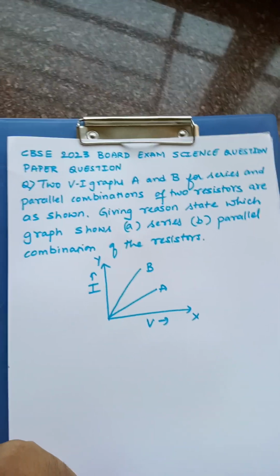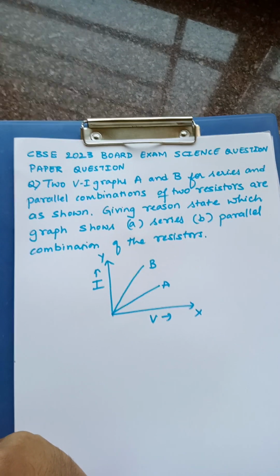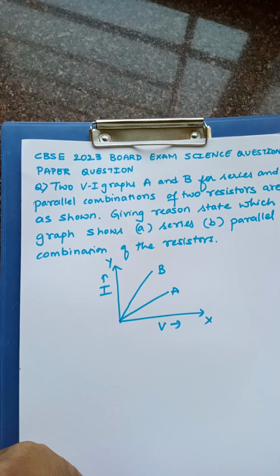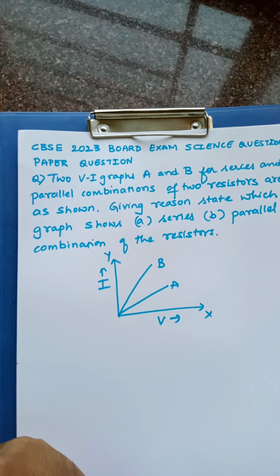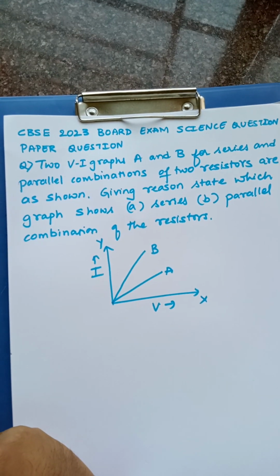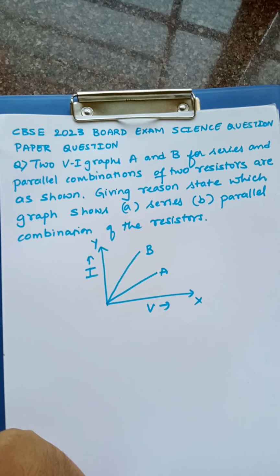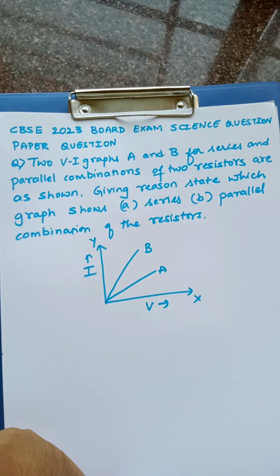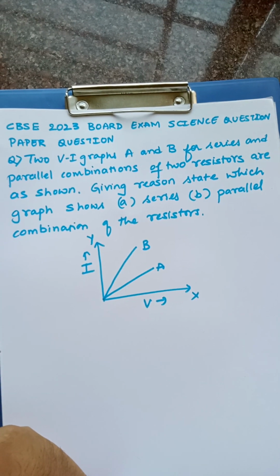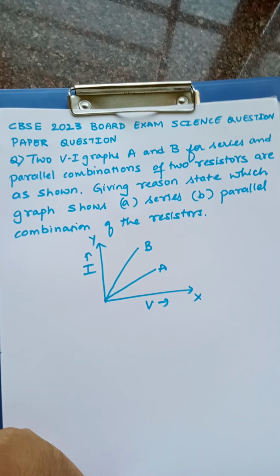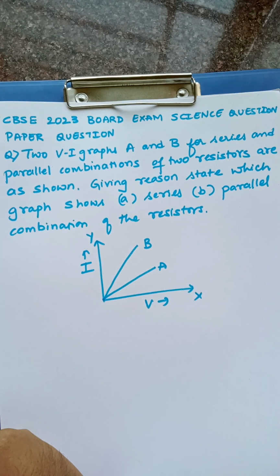Namaste everyone. In this video we shall answer a question that was asked in the CBSE 2023 board exam science question paper. The question says: two I-V graphs A and B for series and parallel combination of two resistors are as shown. Giving reason, state which graph shows series and which shows parallel combination of resistors.